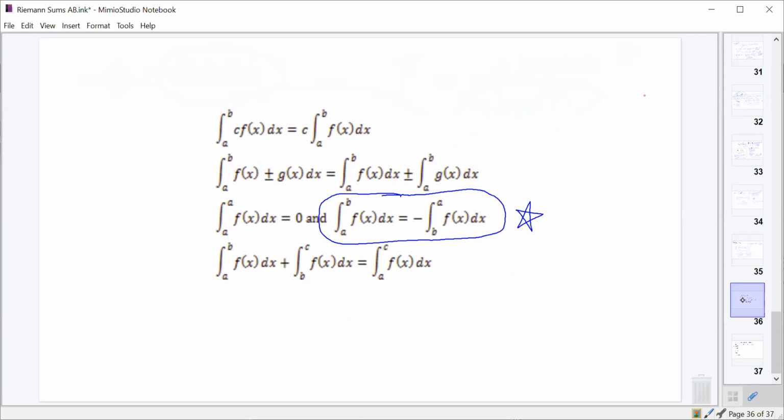Next important rule is if I have two functions being added together within an integral, or subtracted, I can separate those into two different integrals with the same limit. So if I have an integral from a to b of f plus g, that's the same as the integral from a to b of f plus the integral from a to b of g.